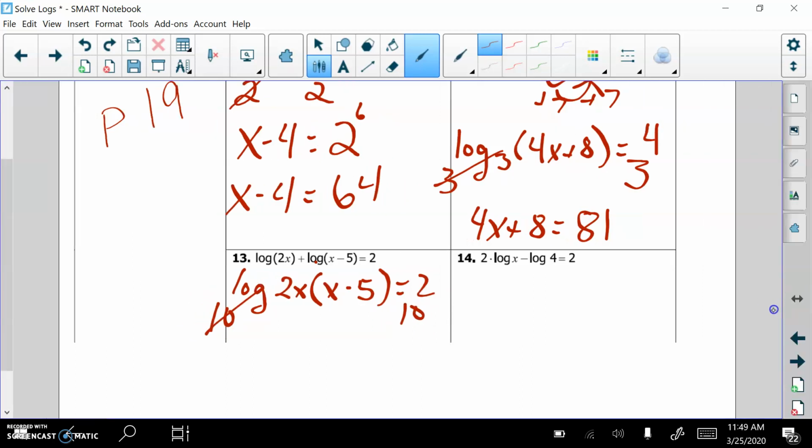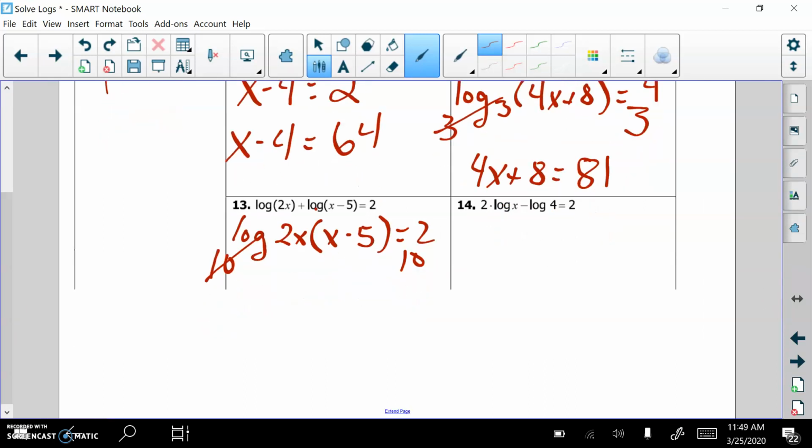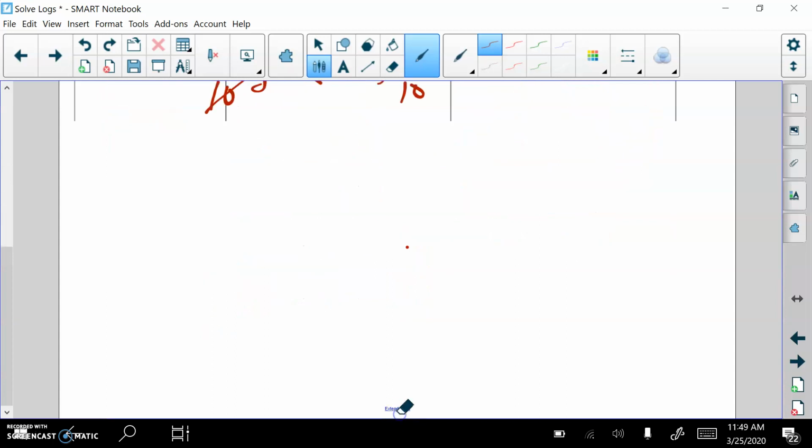Oh, this is going to be fun. I hope I don't need more room. I can always extend the page. Oh.